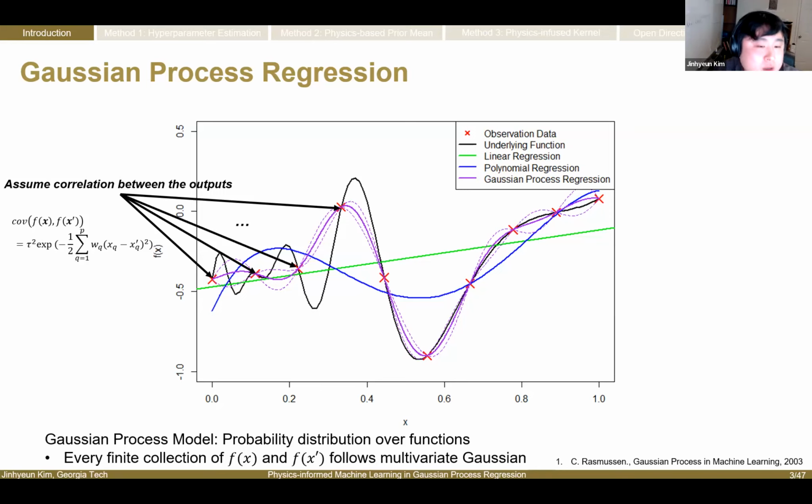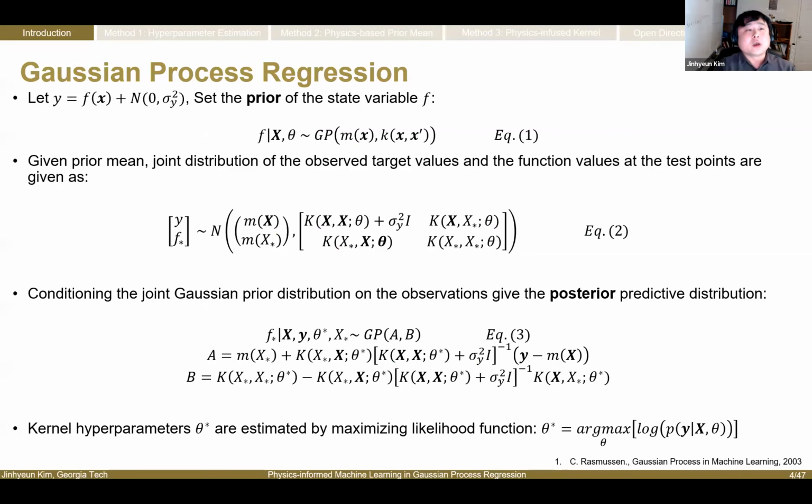This Gaussian process model assumes a probability distribution over functions, with the assumption that every finite collection of function outputs at different inputs follows a multivariate Gaussian. When you have a noisy output y and the underlying function f, we can set the prior of the state variable like equation 1. It is fully characterized by the mean function m and the kernel function k. Given the prior in equation 1, we set the joint distribution of observed target values and the function values at the test points, which is given in equation 2.